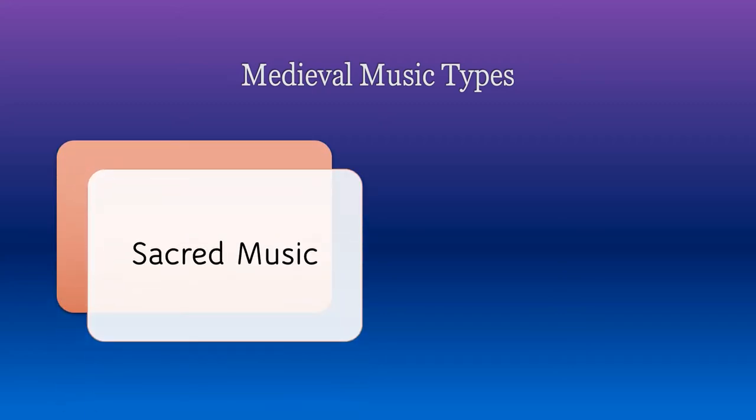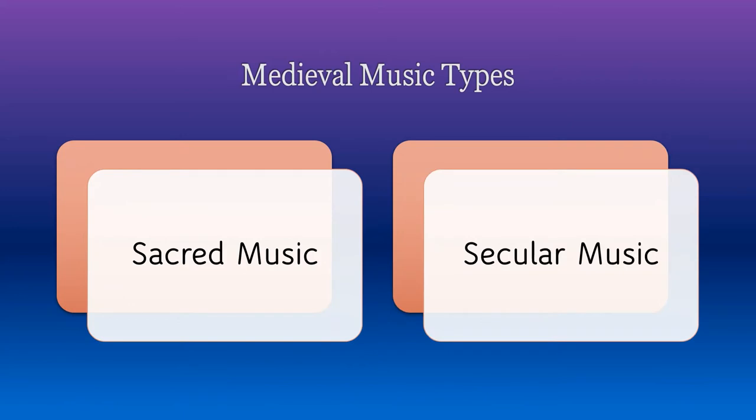Medieval music can be broken up into types. So what we're going to focus on now are the types of medieval music that we have. We had two types of music. We had sacred music and we had secular music. Please remember it. We had sacred and we had secular. Now let's dig into that and see what the both of them mean.